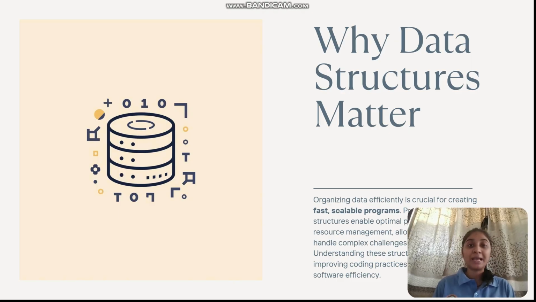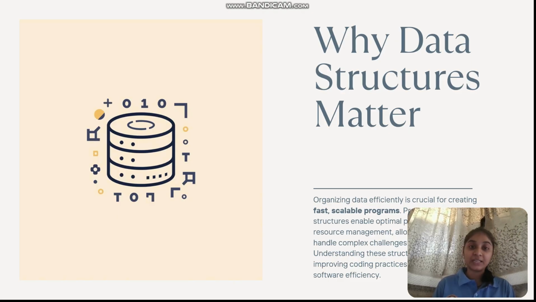If the books were placed randomly, it would be extremely difficult to find a specific book. However, libraries organize the books using categories, shelves, and indexing systems so that the books can be found quickly. In the same way, data structures organize the data inside a computer system.